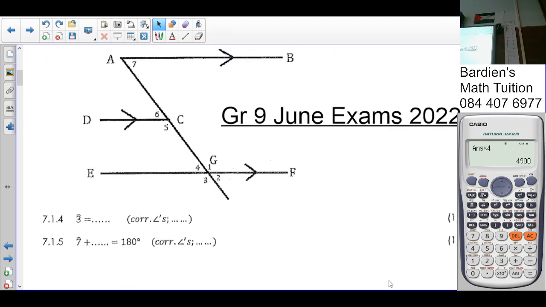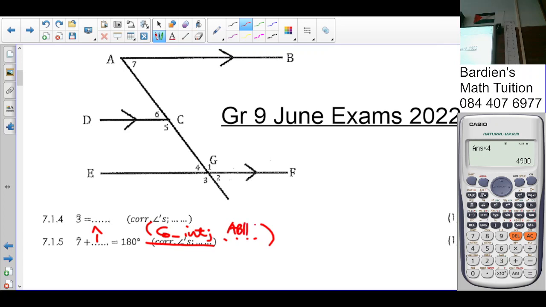7.1.5. Angle 7 plus what? Okay, now this was a mistake, no? This is supposed to have been co-interior angles. Okay? Did the message get to you guys? Yes. So angle 7 plus angle 1 is equal to 180, co-interior, with AB being parallel to FE.